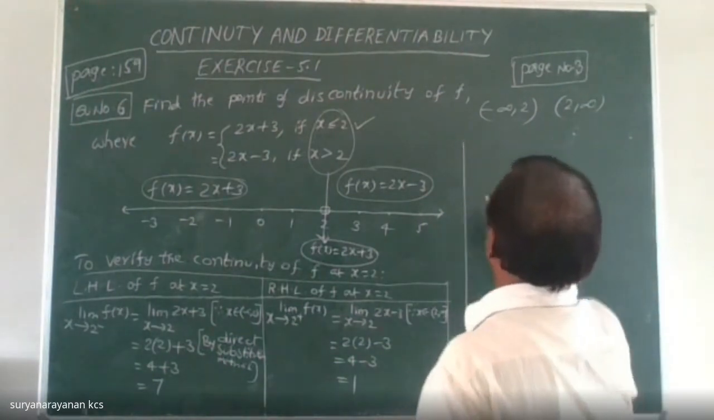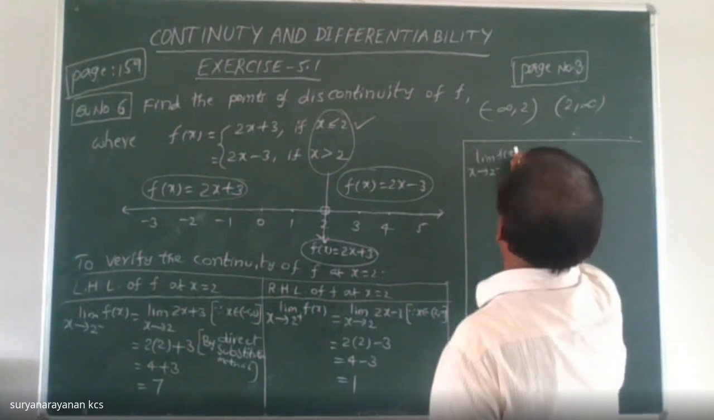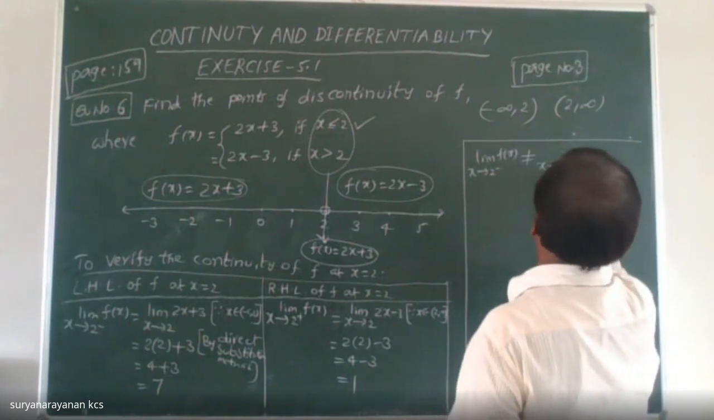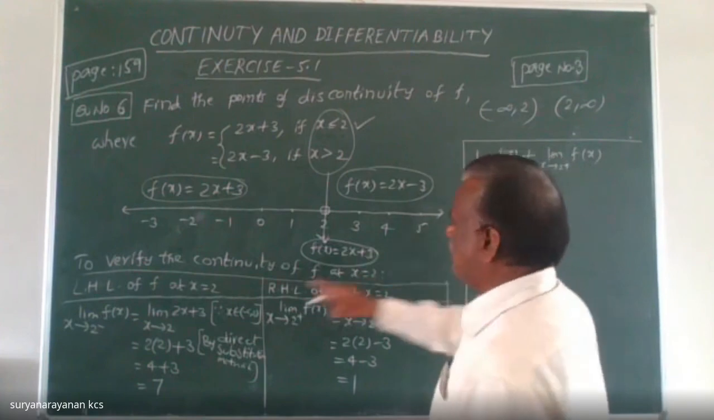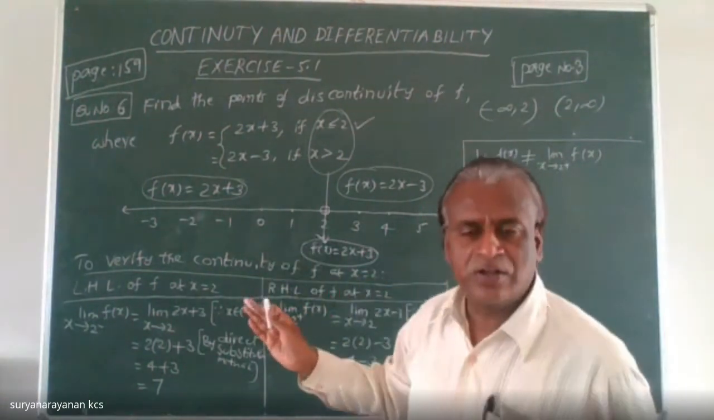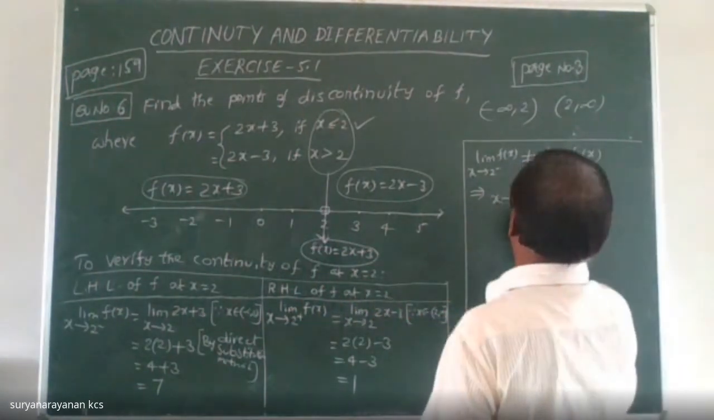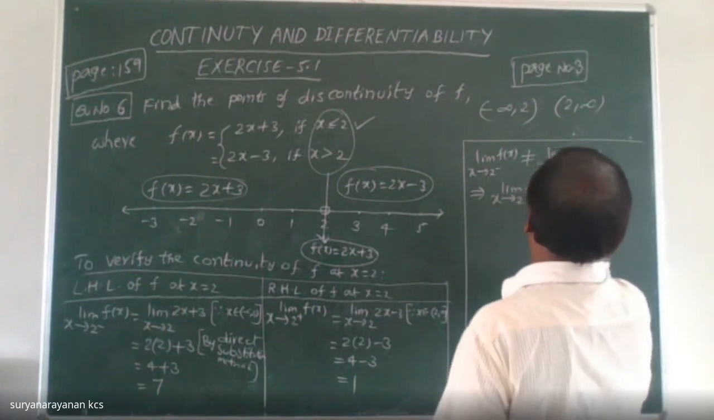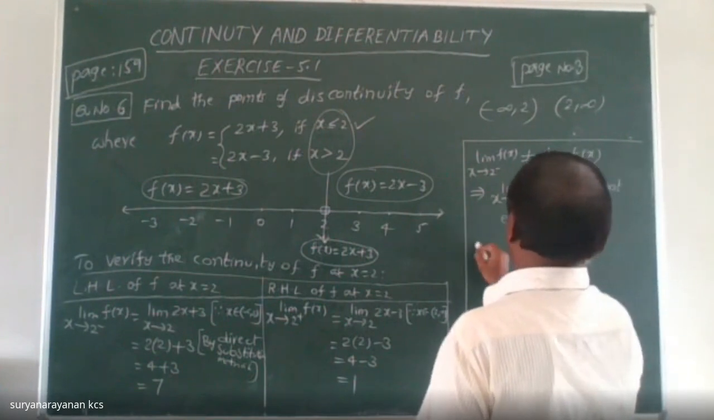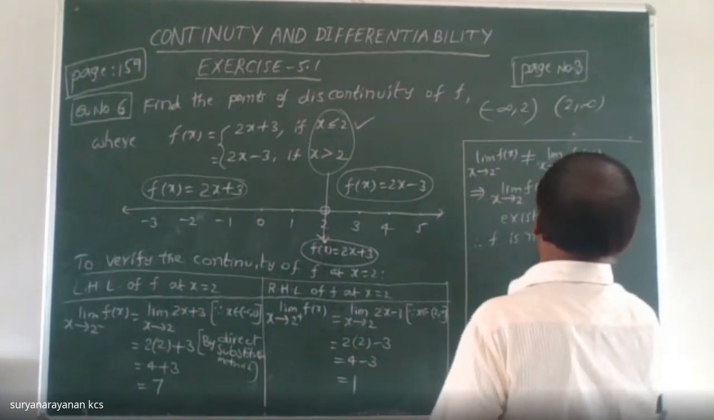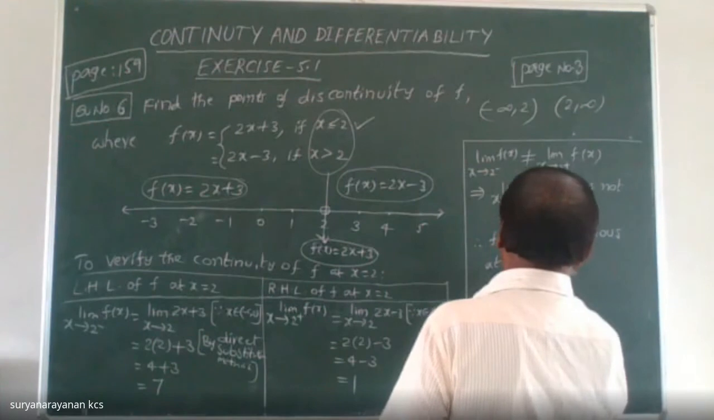So finally we write here: as x tends to 2 minus, limit f of x is not equal to as x tends to 2 plus, limit f of x. Left hand limit and right hand limit both are not equal. In that case, we say that the limit does not exist. So as x tends to 2, limit f of x does not exist. Therefore, f is not continuous at x equal to 2.